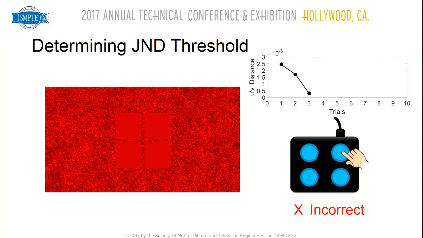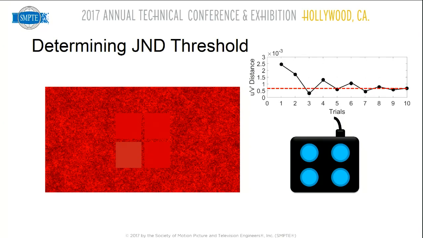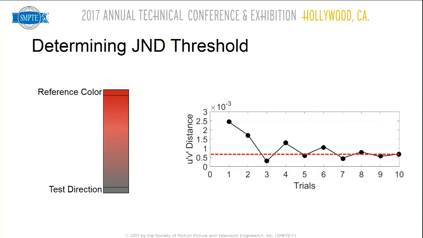If they guess and get it wrong, it would start to get easier again, and the distance between the reference and test color would go up. And that pattern would continue until we converge on a just noticeable difference threshold for that observer, shown by the red dotted line.